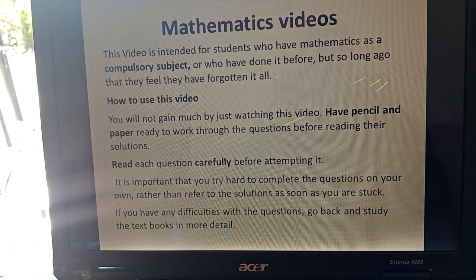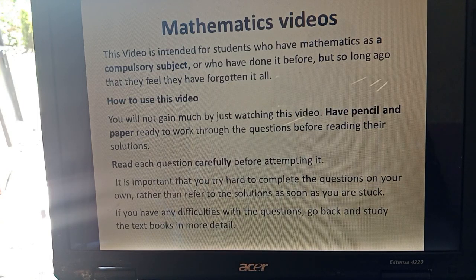Then a subsection, how to use this video. You do not gain much by just watching this video. Have a pencil and a paper ready to work through the questions before reading their solutions. Remember, I've also given questions and their solutions. So don't look at the solutions and do the question. Do the question, and maybe if necessary, you look at the solutions.